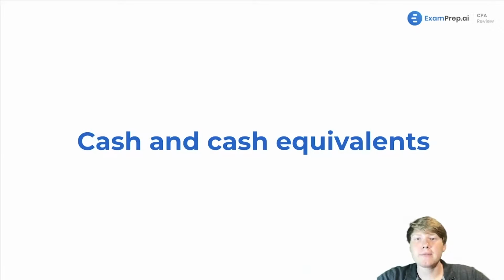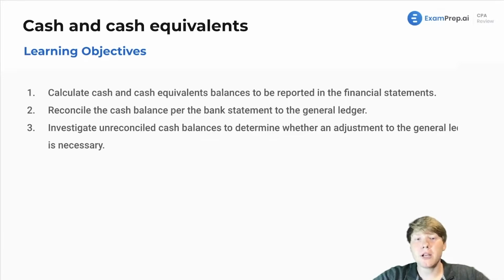Let's jump right in. Some objectives that we have provided by the AICPA and us here. We want to calculate the cash and cash equivalent balances to be reported in the financial statements. That's going to include being able to identify primarily what is considered a cash equivalent.